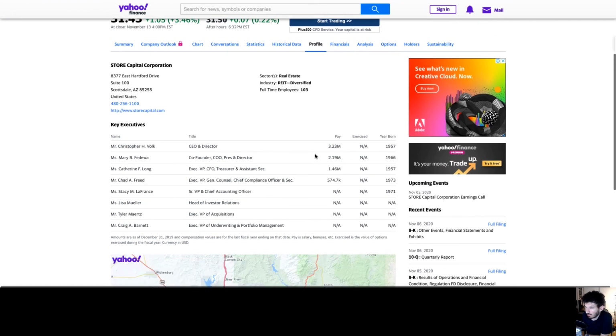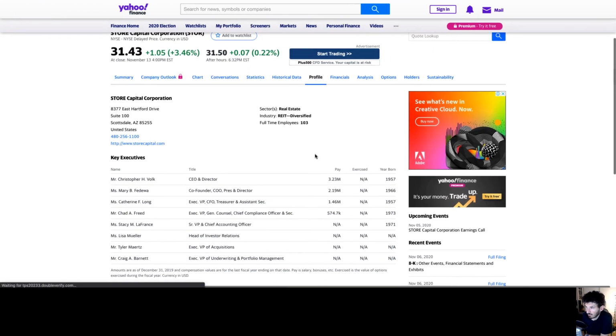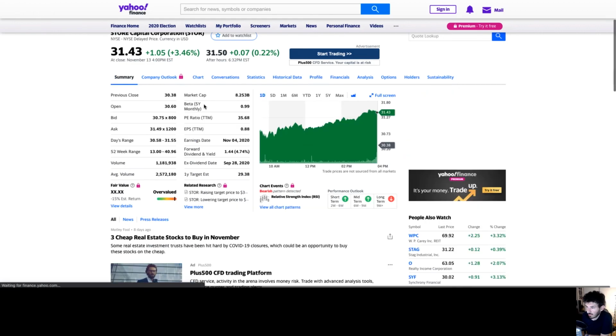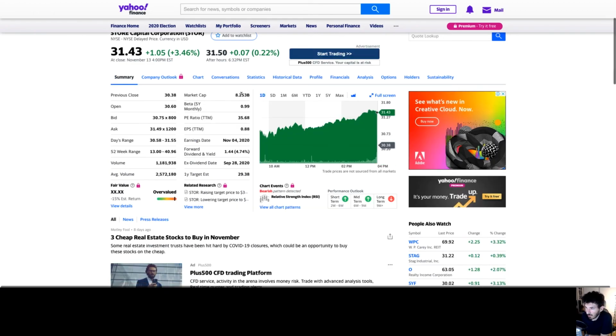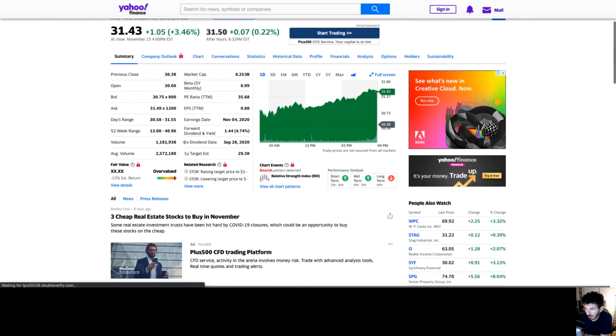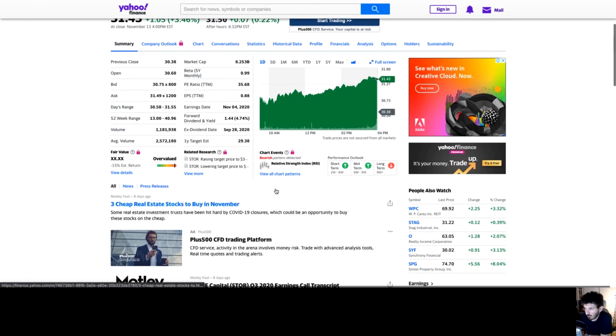Leadership as well. Let's go back to summary. The yield, the market cap, PE ratio, earnings per share. So you can kind of get a lot of information on Yahoo as well.